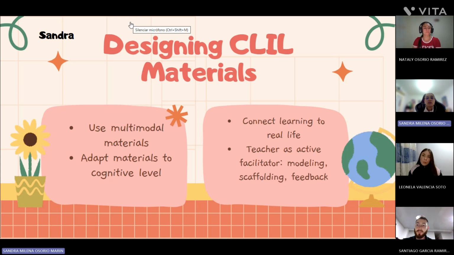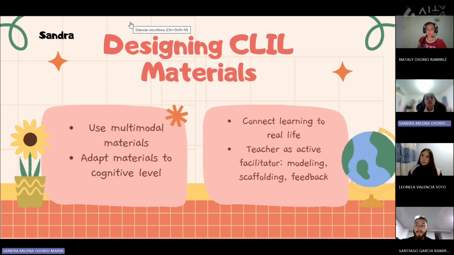Second, we must consider the cognitive demand. The material should be appropriate for the students' level of thinking skills. We can use Bloom's taxonomy as a guide to create materials that encourage higher order thinking, like analyzing, evaluating, and creating. Third, the materials should have real world relevance. Students should be able to see how knowledge connects to their lives.